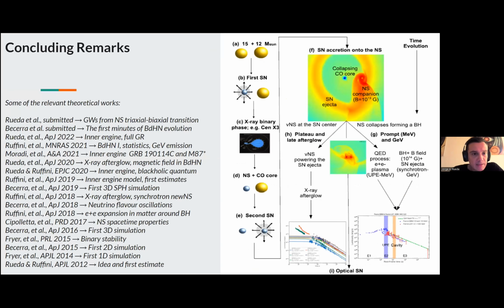And then we come to the conclusion, a series of papers. The picture that Massimo showed yesterday is a summary picture of what is happening in these binaries. This is not all the papers, but a comprehensive list of the papers about the theoretical developments in all this summary that I tried to make in this talk.